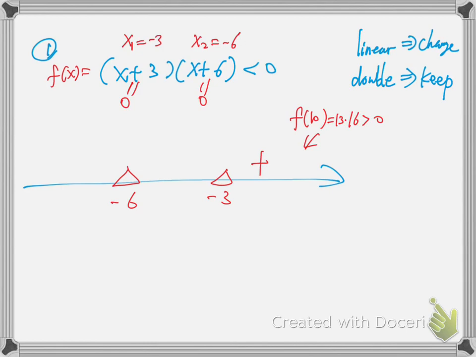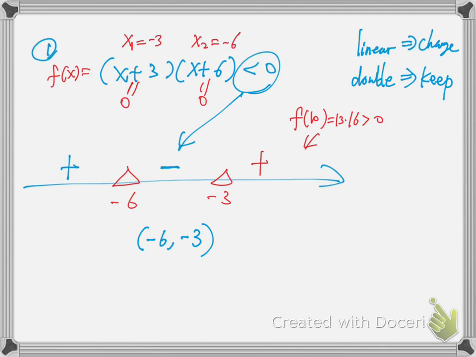But they are all linear factors, linear zeros here, negative 3 and negative 6, so we change. The first sign is positive, then we get negative, and then positive. Just keep switching. Now for this question, they want less than 0, which means they want the negative sign. So the solution is from negative 6 to negative 3. This is an easy topic.